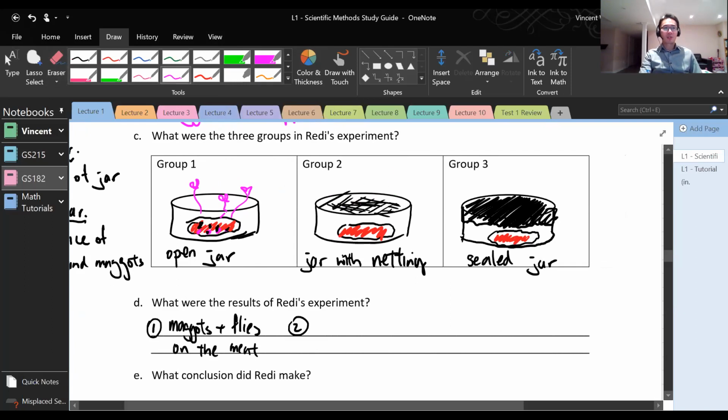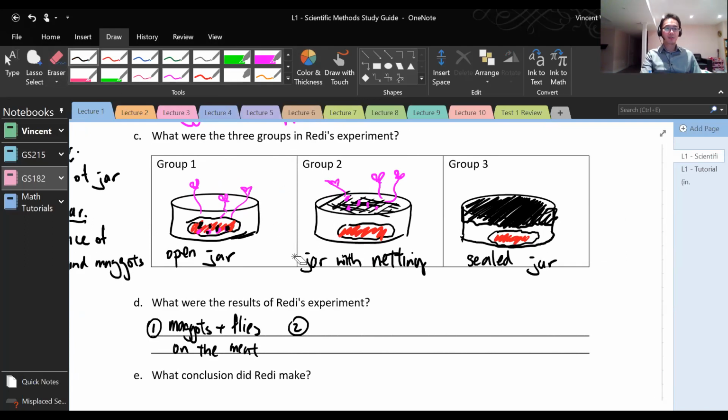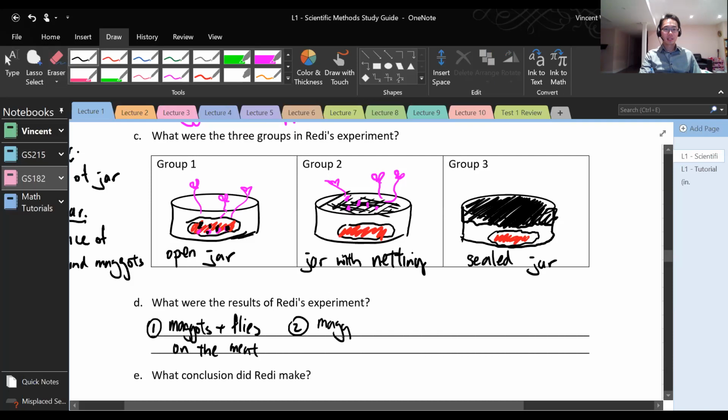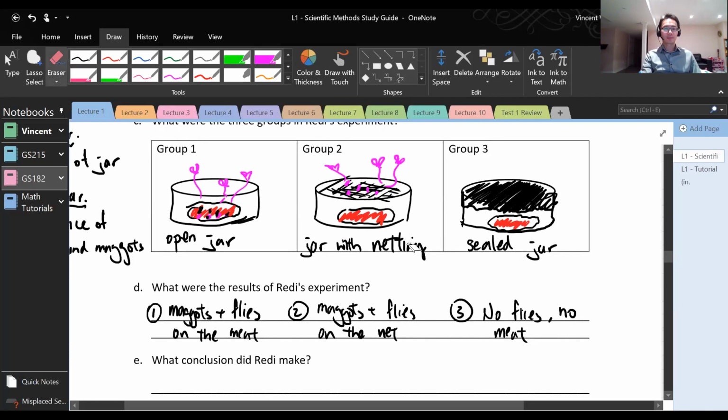Anyways, number two, we would have the flies, and then the maggots would be on the netting, but not the meat itself. So maggots plus flies on the netting. And number 3, nothing, no flies, no maggots. Probably can't eat it though, but at least there's no flies, no maggots. Okay, so that was the observation.